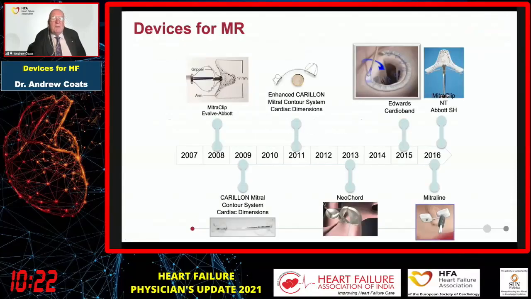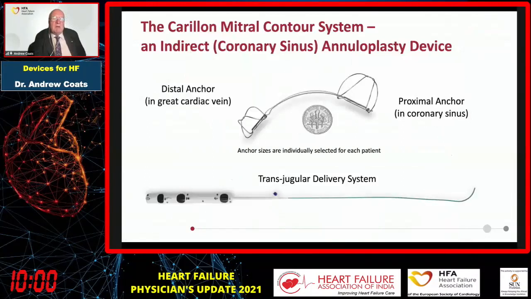Now, this is not the only device for reduction in MR. There are many other devices, such as Edwards' Cardioband, the Abbott device, Mitralign, but I'd like to just concentrate on this one, which is a simpler, very elegant system, the Carillon mitral contour system, and it's quite different and designed to be used much earlier in progressive mitral regurgitation. It's a very small device, you see, very simple. It's inserted via a transjugular delivery system.